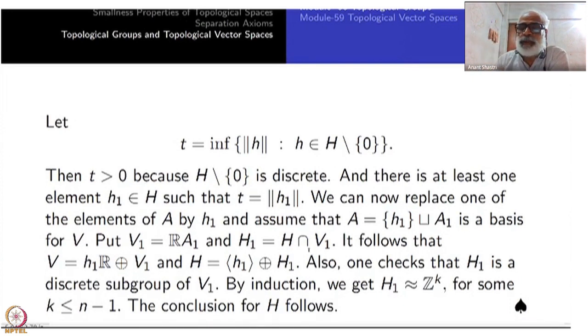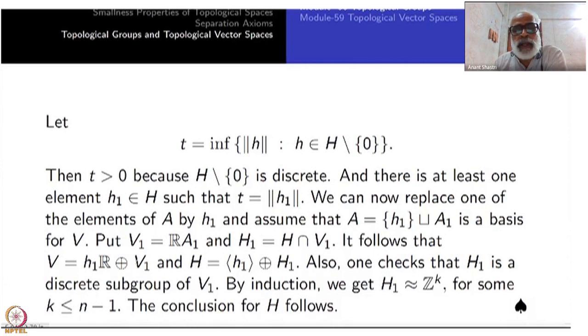So I am taking a subspace which is one dimension lower, okay? And then I am taking H1, H intersection V1. H is discrete inside V, H1 will be discrete inside V1, okay? So what you have is, V is written as some copy of R spanned by H1, direct sum with V1, and H will be the infinite cyclic subgroup generated by this H1 inside R. So that is the lemma one, direct sum with H1. This is a discrete group, and this is the copy of Z. That is also discrete, of course.